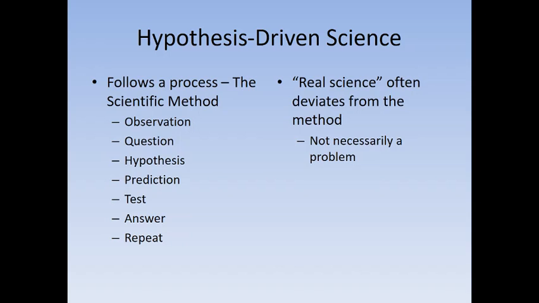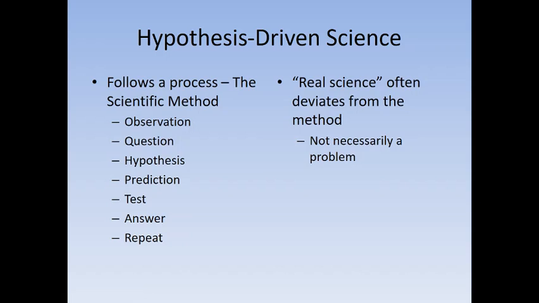So there's lots of ways in which this discovery science can happen, but realistically, most of the science is really done as hypothesis-driven science, and this is following the scientific method. Now, your book might have something slightly different, but generally you make an observation, you ask a question about that observation, you make a hypothesis or a prediction about that, you test it, and then you get an answer. And then you should repeat it to see if you get the same answer.